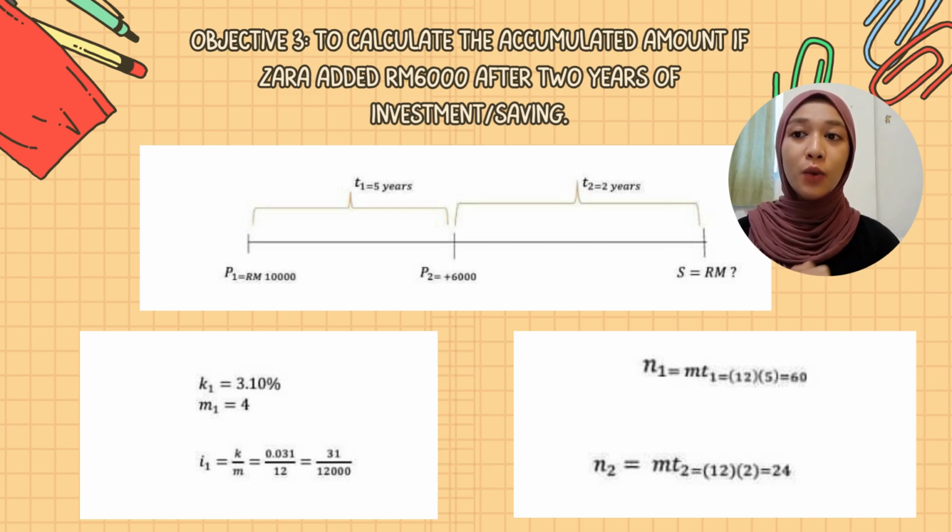So K1 is equal to 3.10%, M1 equals 12, I1 equals K divided by M, equals 0.031 divided by 12, equals 31 divided by 12,000. N1 equals MT1, equals 12 times 5, equals 60. N2 equals MT2, equals 12 times 2, equals 24.